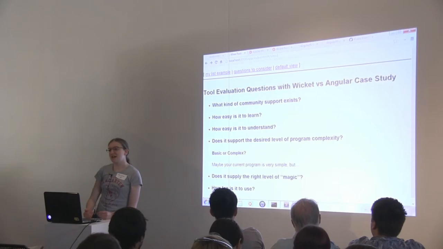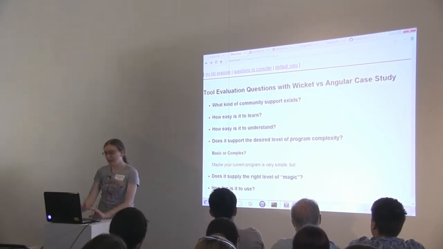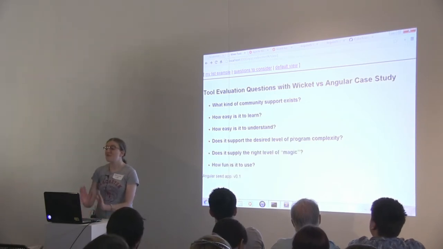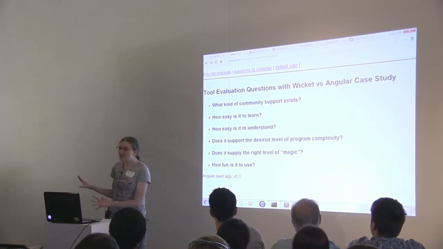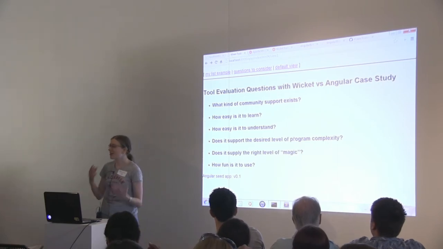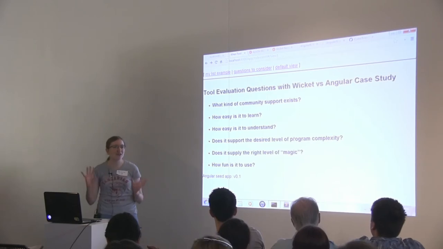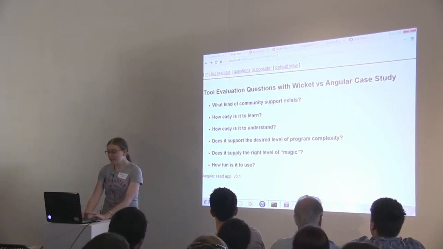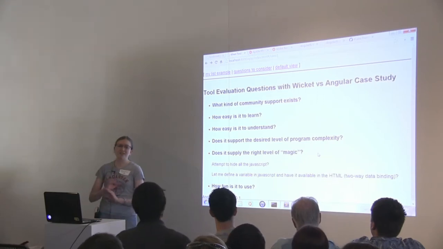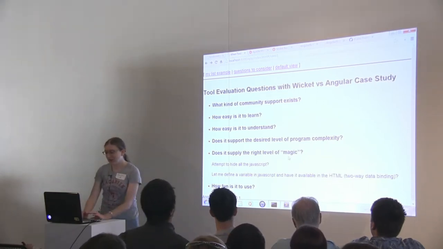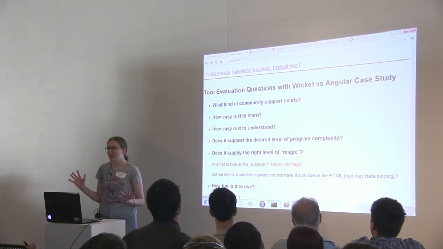And really what this comes down to is the level of magic that your language or your tool supplies. Wicket is trying very, very hard to help you out. It's trying to get rid of all the JavaScript, let you just write code in Java, not have to worry about any of those details. But ultimately, it's not supplying the right level of magic. It's attempting to hide all of the JavaScript from you, and I would argue that that's too much magic.